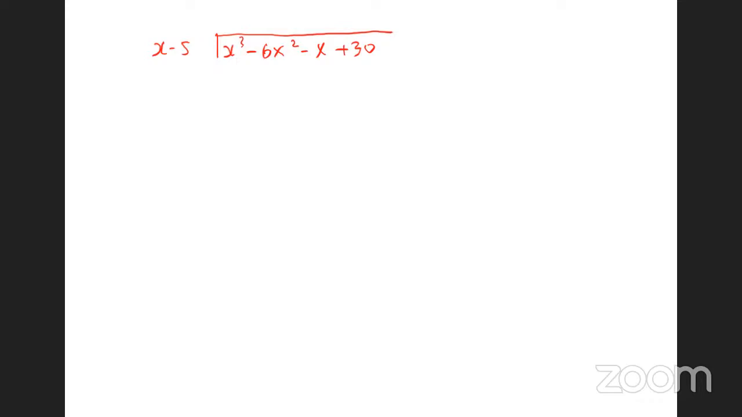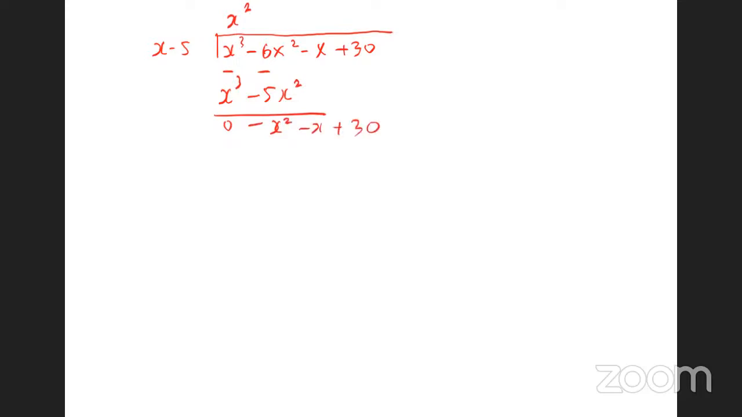x into x cubed is x squared. x squared times x is x cubed. x squared times minus 5 is minus 5x squared. Subtract, subtract. This is 0. Minus 6 minus minus 5 is minus x squared. Right? Minus x plus 30.